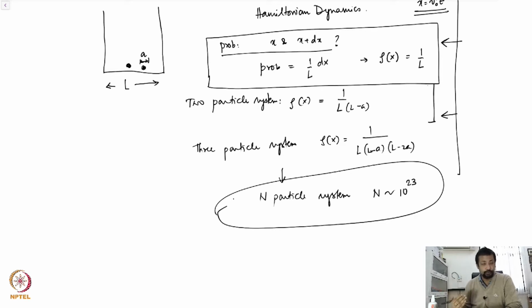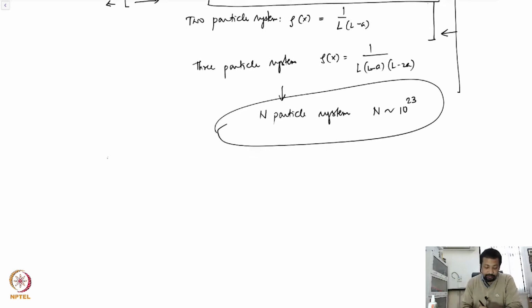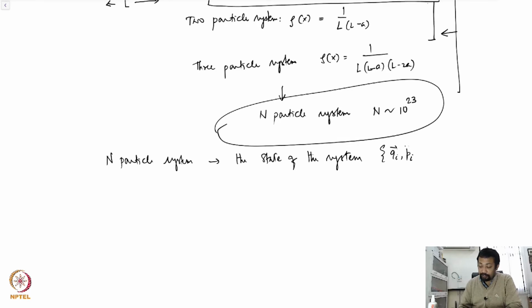So what do we do? We have too much information in our hand, and we essentially sacrifice this deterministic picture that we know from classical mechanics to go into a probabilistic picture. Now the state for an n particle system, or for any particle system, so n can be 1, 2, 3, anything, the state of the system is characterized by the coordinates and the momenta, right?